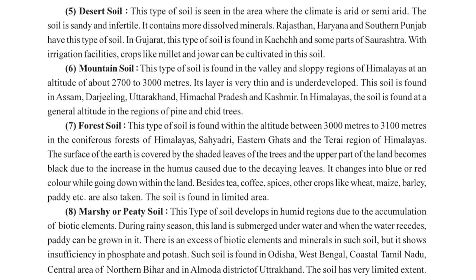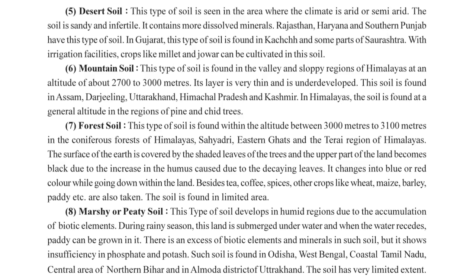In the Himalayas, the soil is found at a general altitude in the regions of pine and chir trees. What they are trying to say is that in the Himalayas, this type of soil is found where normally you can see trees like pine or chir trees. These are types of trees. Where these trees are found or seen, generally this mountain soil is present there.